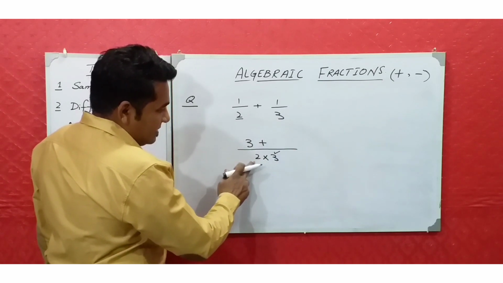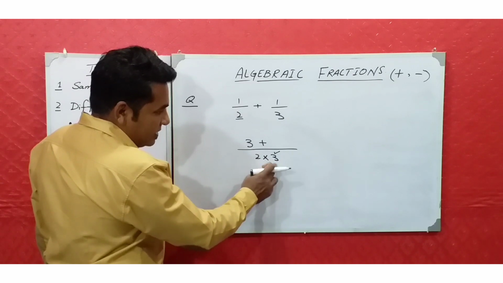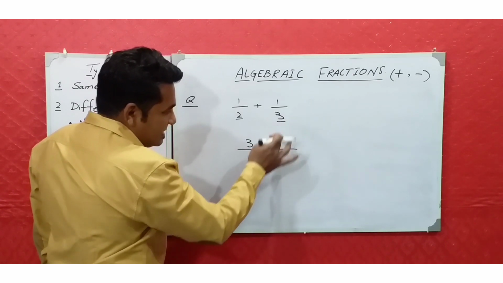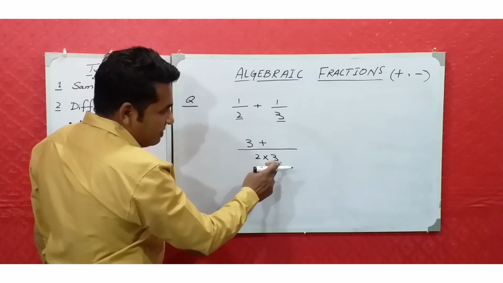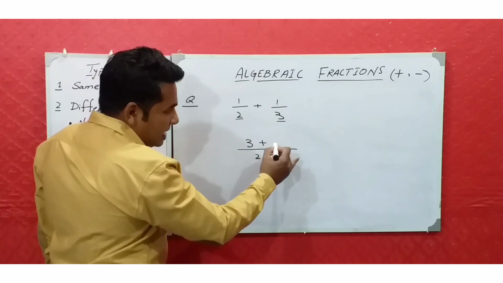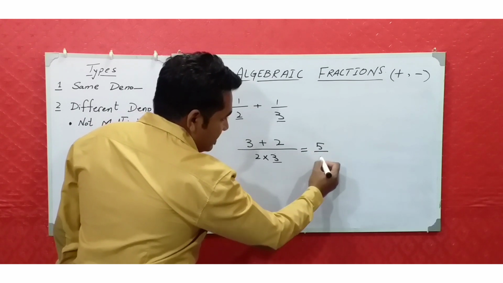This 3 will multiply with this number 1, and it will become 3 1s are 3, plus. Now you can see that this 3 is present in the LCM in the product form of 2 and 3. So this 3 cancels this denominator 3 in the LCM. They both cancel each other, and 2 is left over. This 2 will multiply with 1, and we get 2, and the answer is 5 over 6.